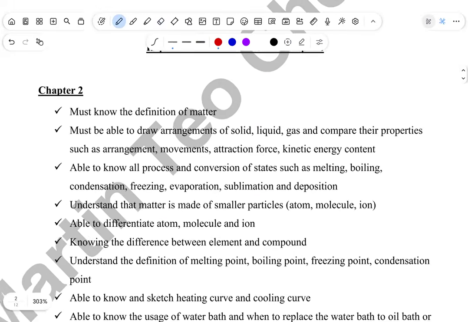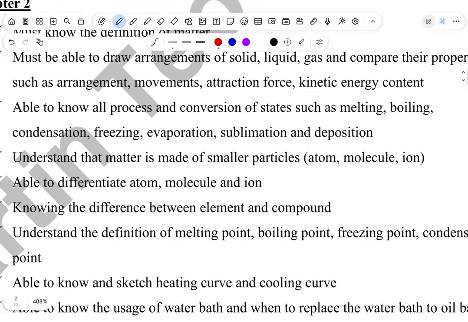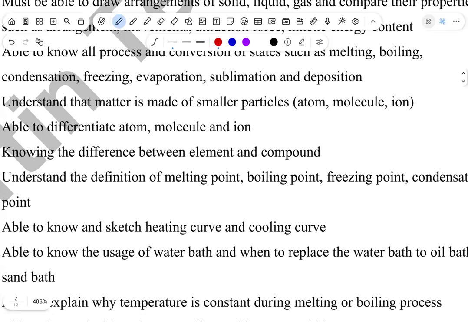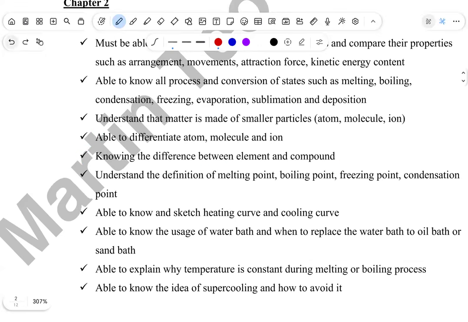Then you have to ask yourself, what is the difference between element and compound? What is an element? Anything made by one type of atom only. What is a compound? Anything made by more than one species, anything made by more than one element. Okay, so this is a good checklist.